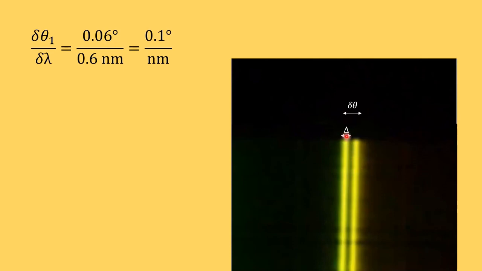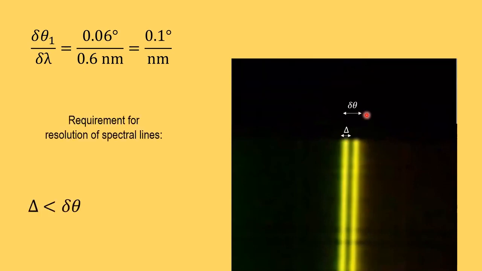And clearly, if you have any hope of resolving these two closely spaced lines, you need the thickness of each line individually to be less than the angular separation between the centers of the lines. That's our condition. Because sometimes they're very close together, you need the thickness of each line to be less than the separation between the lines. If that's not satisfied, then they're going to overlap and it will look like just one line.